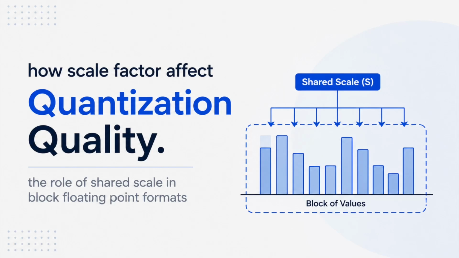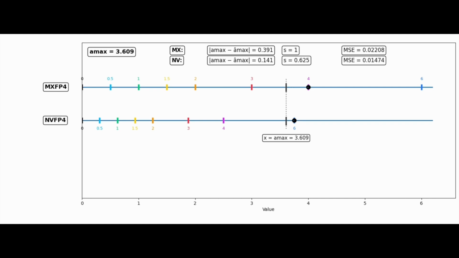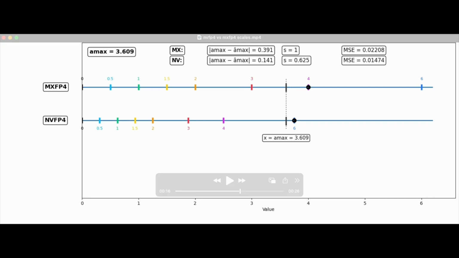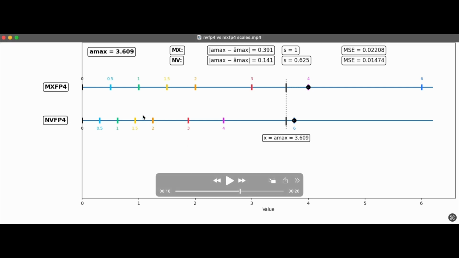Before we dive in, if you're interested in how block size affects quantization behavior, make sure to check out my other video on that topic. Block size interacts closely with scale factors, and understanding both gives you a much clearer picture of how these formats behave in practice. In this video, we're going to focus specifically on the scale factor and how it impacts the way values are represented in block floating point formats.